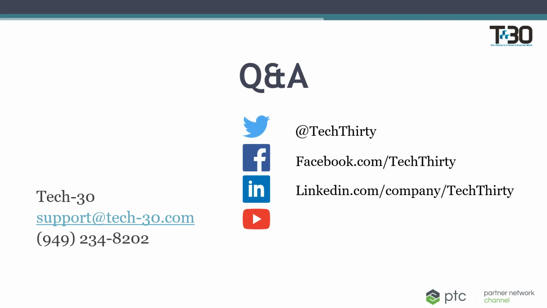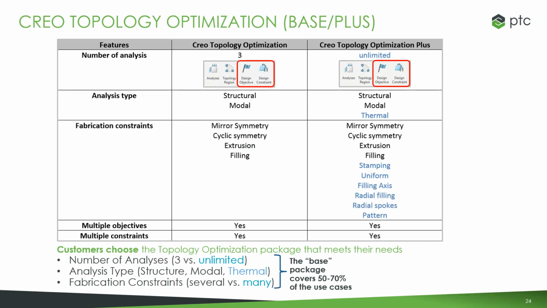So yes, there are actually two main packages here with the topology optimization. And let me pull up a comparison here. All right, so this really comes down to how much you are doing. In the base package, a given part can have 3 analyses, whereas in the plus package, you could have as many different types of concurrent analysis as you want.